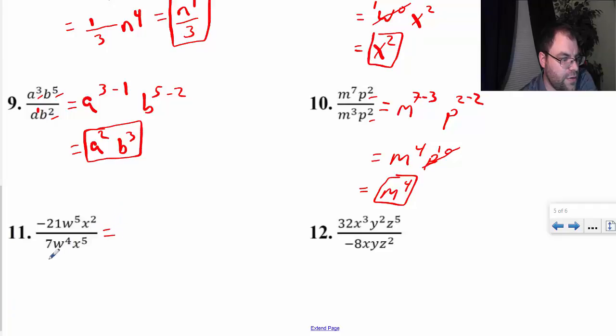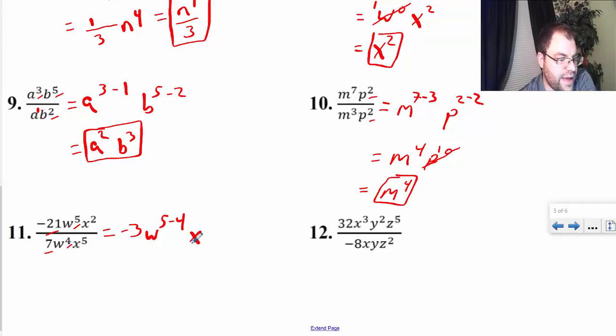Alright, so we take the coefficients. We got 7 and negative 21. We're going to take negative 21 divided by 7. Negative 21 divided by 7 is negative 3. If you don't know that, then you need to use a calculator. This is something you need to be familiar with by now. We got w to the power of 5 and w to the power of 4 on bottom, so it's going to be w to the power of 5 minus 4. And then we got x's, it's going to be 2 minus 5. This one's a tricky one, so 2 minus 5.